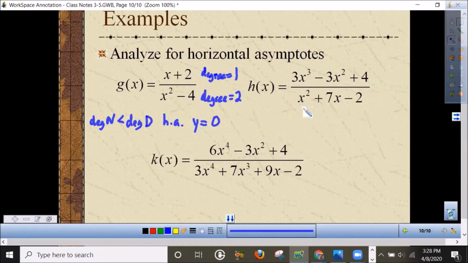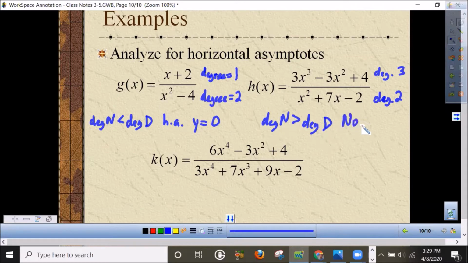As we look at h of x, the degree of the numerator is 3. The degree of the denominator is 2. Since the degree of the numerator is bigger than the degree of the denominator, we do not have a horizontal asymptote. There is no horizontal asymptote.